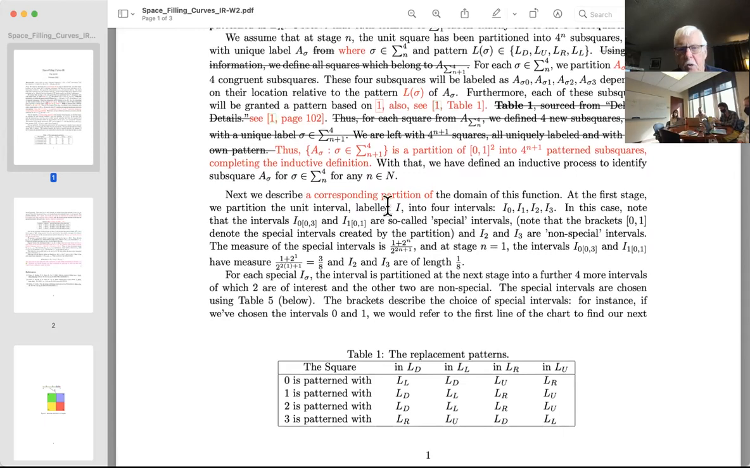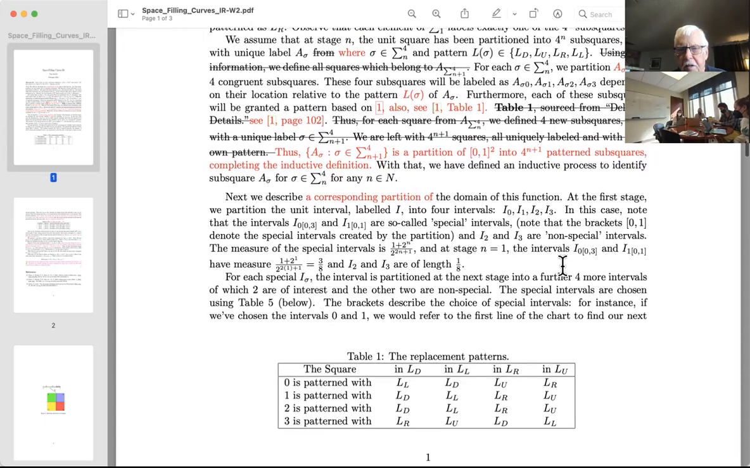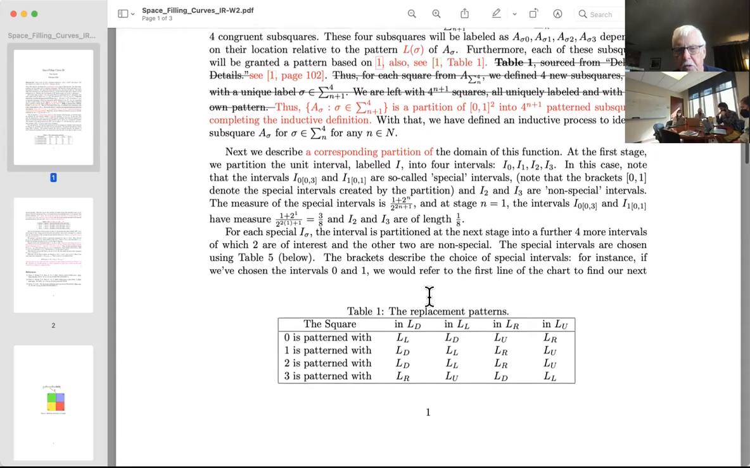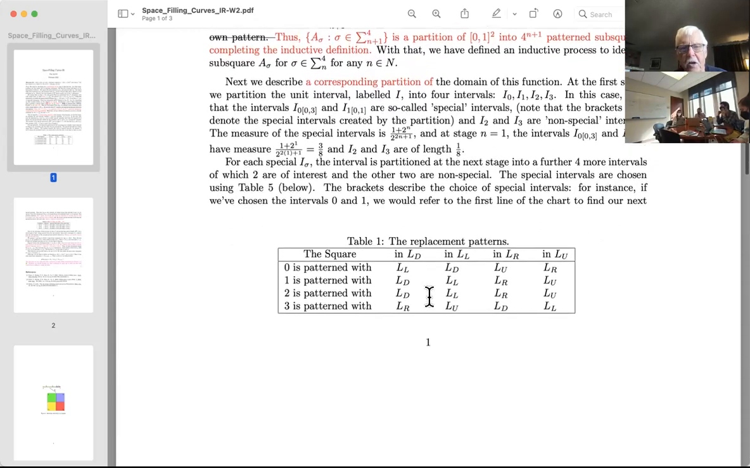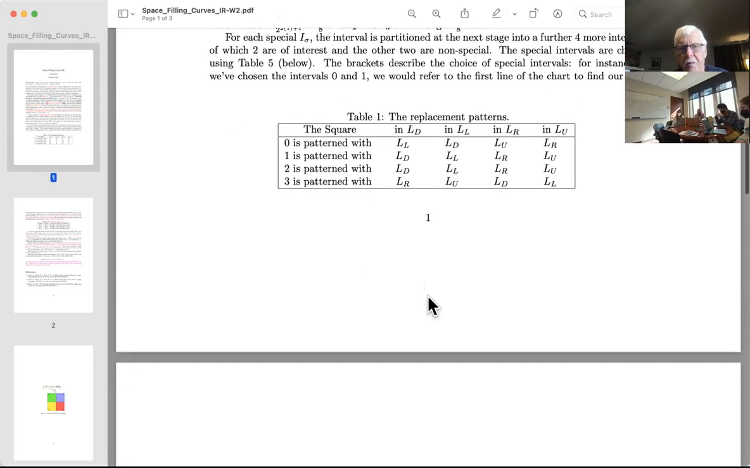And now you want to describe a corresponding partition of the domain. And this is your key. I didn't have a lot of time to go through this, but this needs a little bit of work too, to rewrite this carefully so that these I sub sigmas are well defined. So we need these to be well defined at each case, and we need special ones, which you've talked about. And the special ones are the ones corresponding to the A sigmas that contain the line that you're interested in.